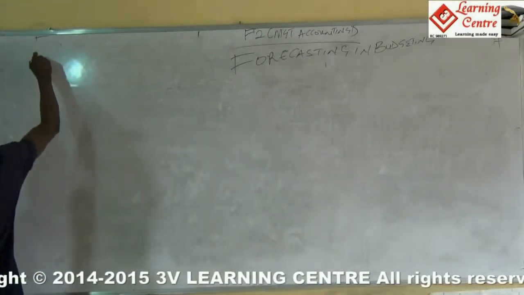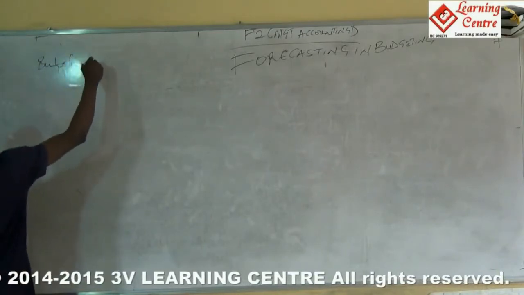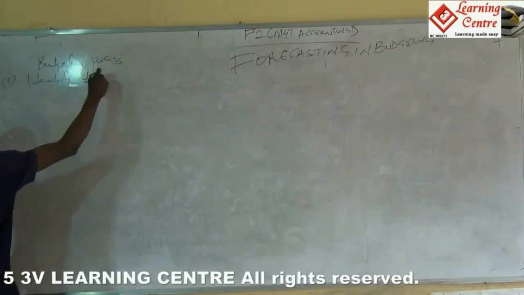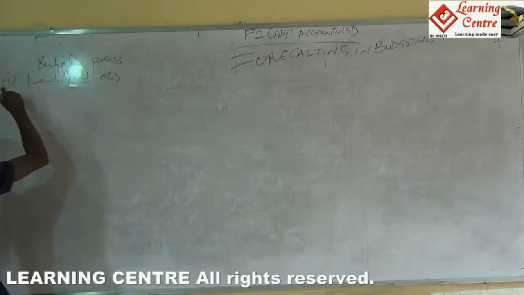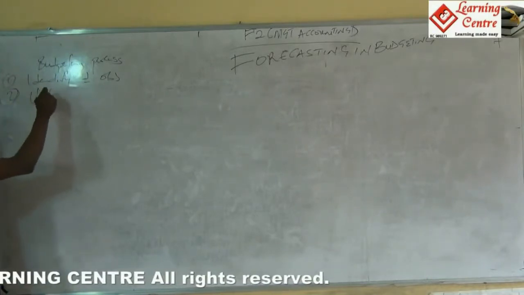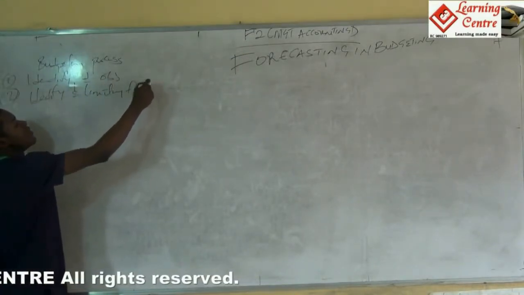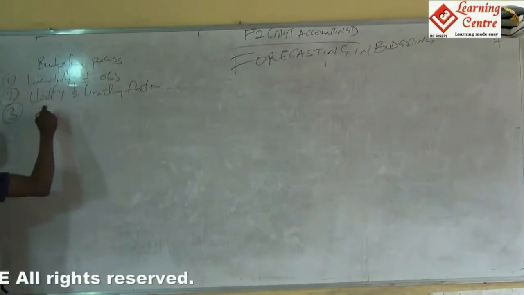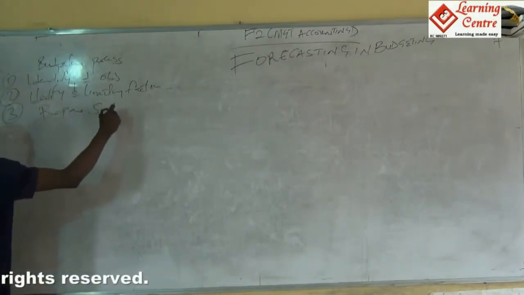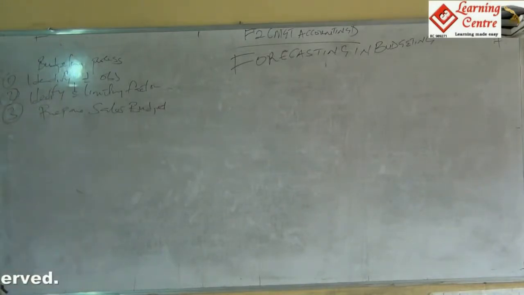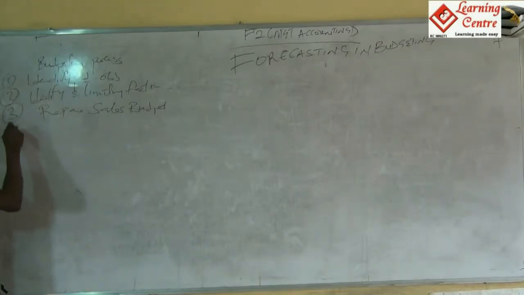Under the budgeting process, I'm going to restate it now. The number one thing you are taught is to identify the objective. Then identify the limiting factors. Then what do you do? You prepare the sales budget. Sales budget is the first budget you prepare.